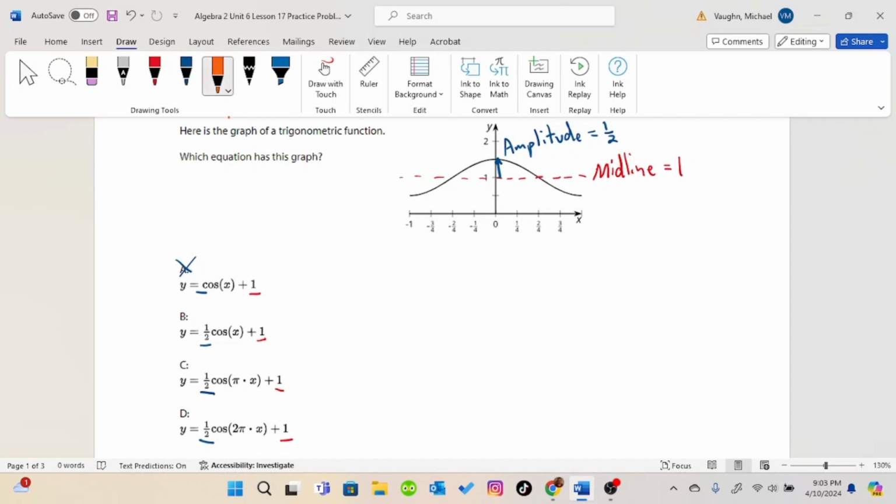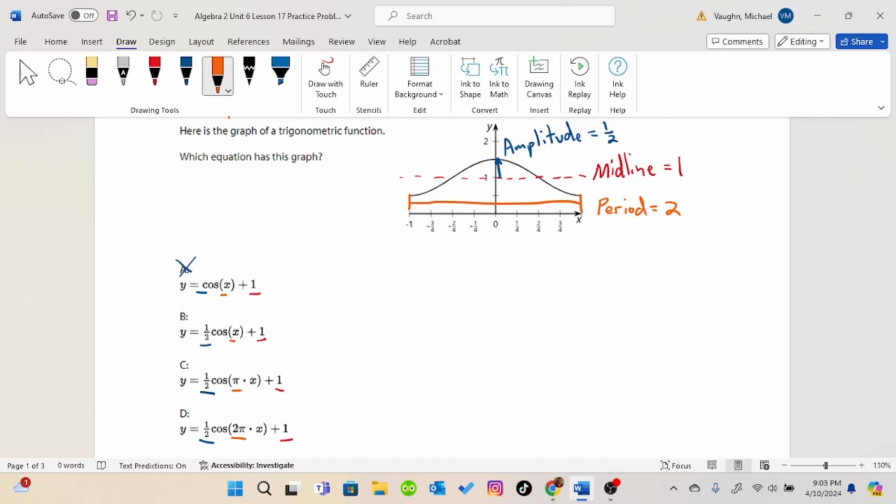Next, we're looking for the period. We can see that from -1 until 1, is one full cycle. So the period equals 2. To find the period, we're going to take each frequency, which is the number that we're multiplying by the input, and we will divide by 2.